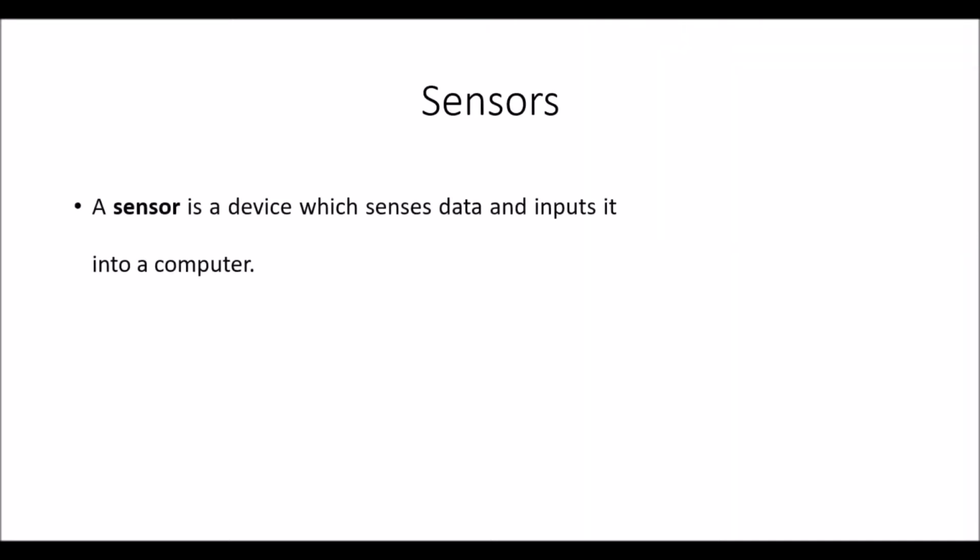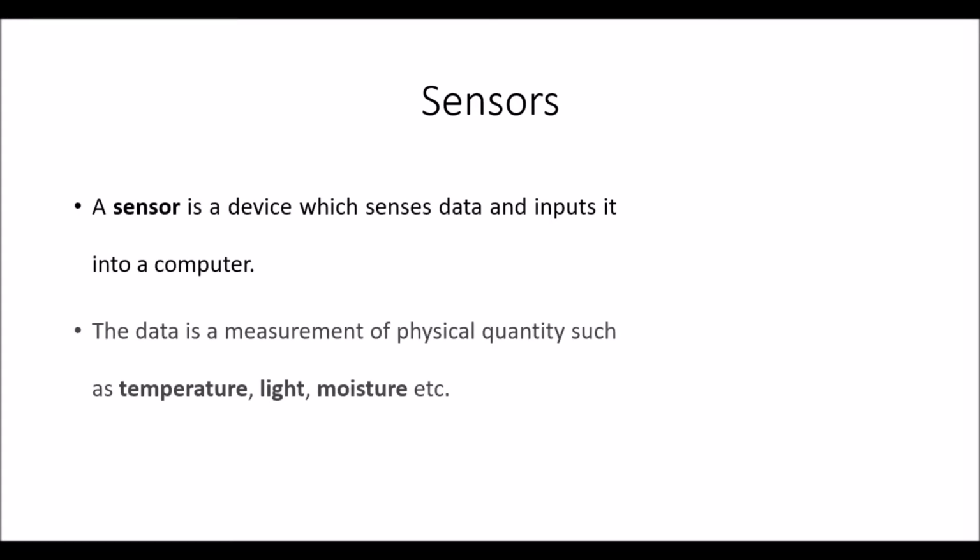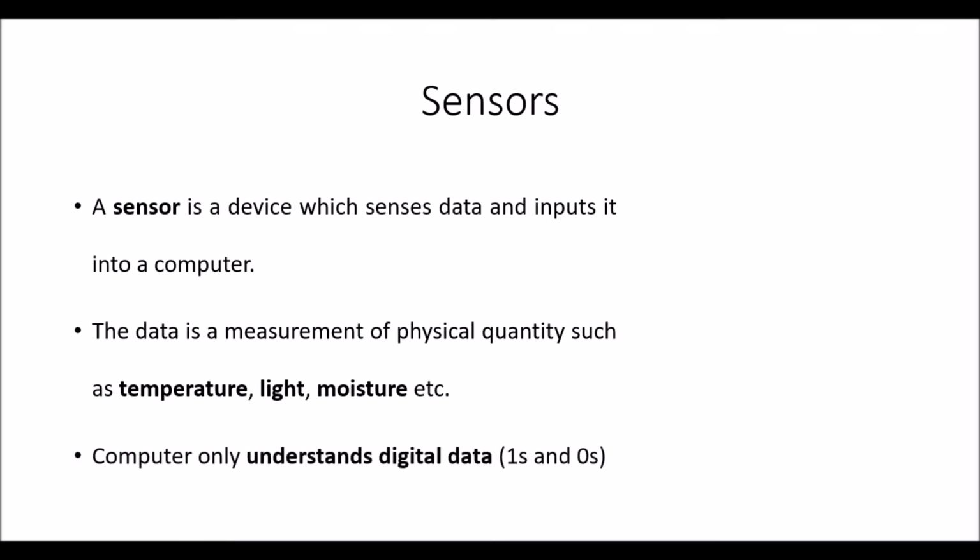Now, a sensor is a device which senses data and inputs it into a computer. That's just the function of a sensor. The data is a measurement of a physical quantity. It might be a temperature, light sensor, moisture sensor, humidity sensor, whatever the type of sensor it is. We do have a lot of them. Each sensor does a specific task. Pay attention to that.